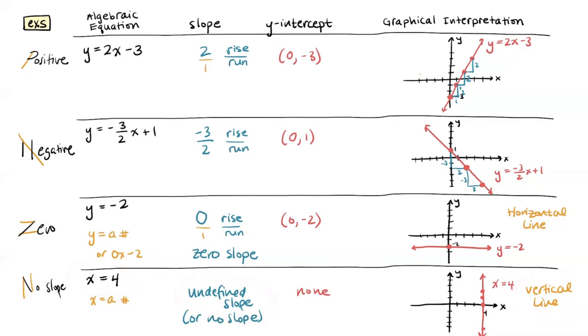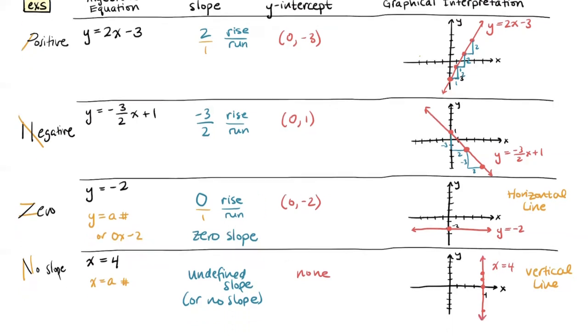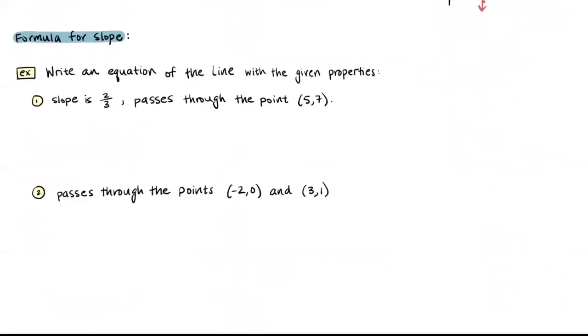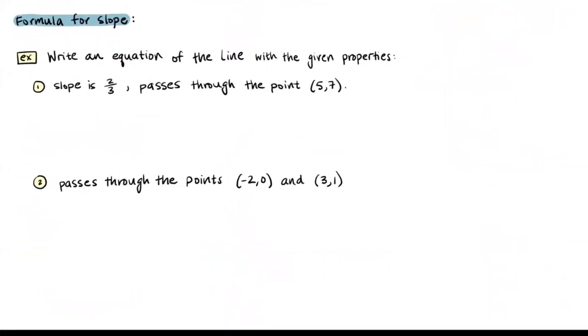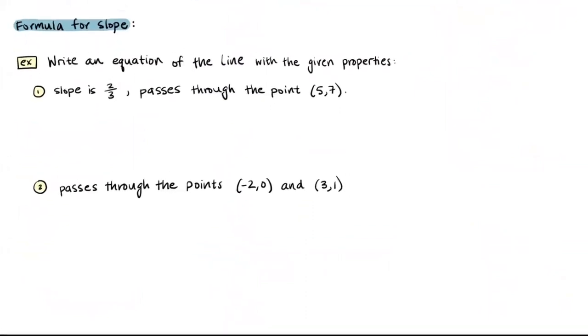Let's get into a little bit more mathy calculating stuff and find some equations of lines. So one thing that we're going to want to be able to do is to find slope, right? We're going to need to find the slope of a line in order to write the equation of it. Okay, so let's review the formula for slope. Slope is represented by m. And there are several different ways that you can find the slope of a line.